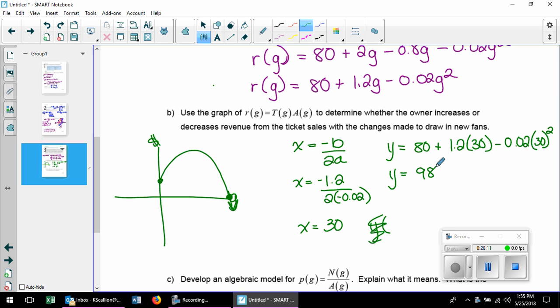98. So this point here is 30 and 98. This point here is 0 and 80. So yes, I don't have increments, but I've got coordinate pairs labeled on my graph, so I should be good.